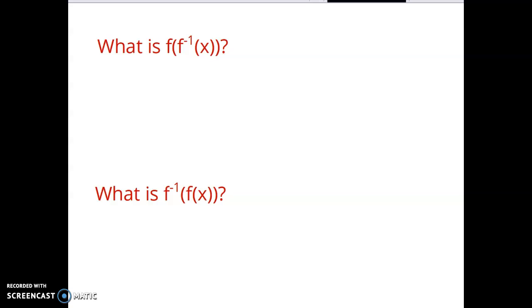Okay, pause the video and answer these 2 questions. All right, so what is f of f inverse of x? Okay, so remember, this is my original function and this is my inverse. And here I have it the opposite way, the inverse and then the original. In both of these cases, if I compose the original and the inverse, no matter which order I do it, the answer is going to be x. It puts me back to where I started because the function and its inverse undo one another.